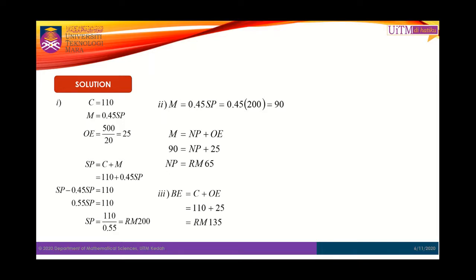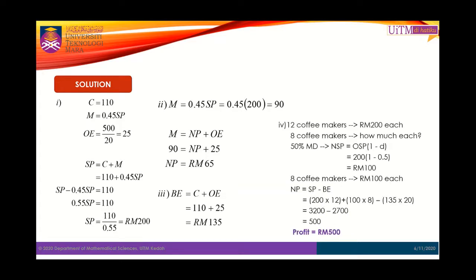The last part of the question asks you whether the company will gain profit or loss. At this stage, the first thing that you have to do is to identify what the revenue is. So in this case, how much the company gets from selling the coffee makers. It's stated that 12 of the coffee makers can be sold at the regular price, 200 ringgit each. However, the rest, that is 8 coffee makers, have to be sold at a reduced price, which is 50% of the regular price.